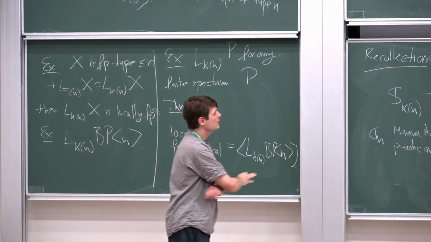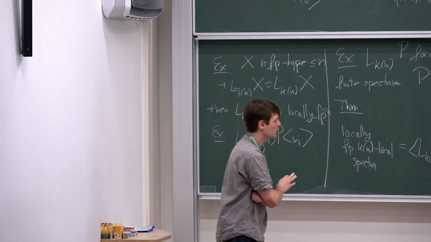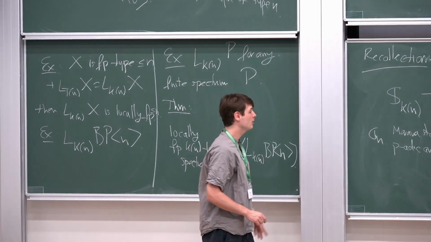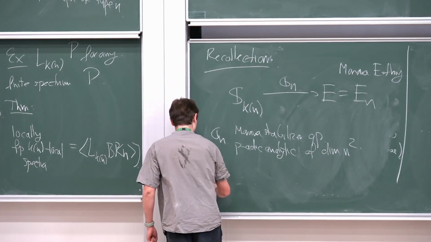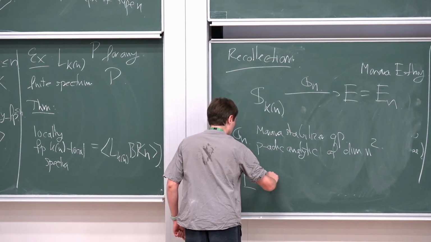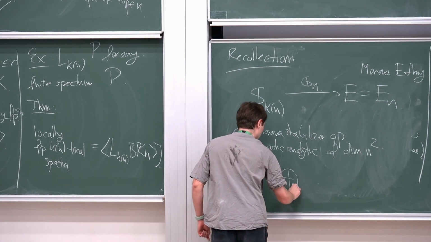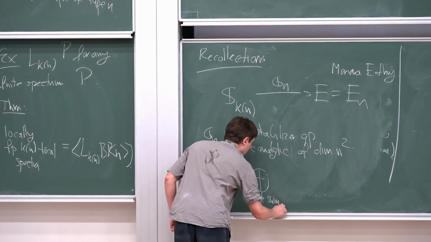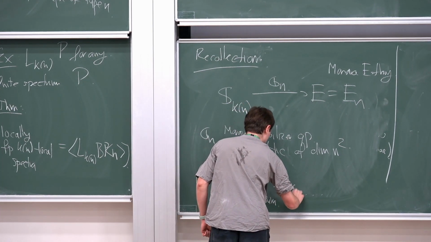And the reason this fits so nicely with this conjecture is that Morava E theory almost is the Kn localization of BPn. So it's actually a finite free module. This is a finite sum of Kn localizations of BPn.